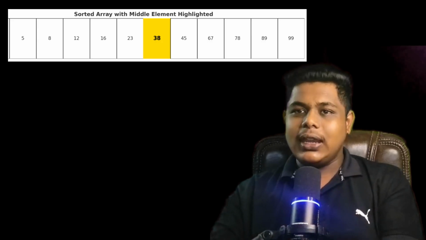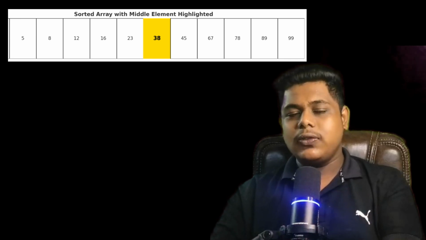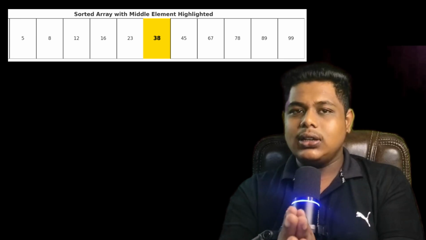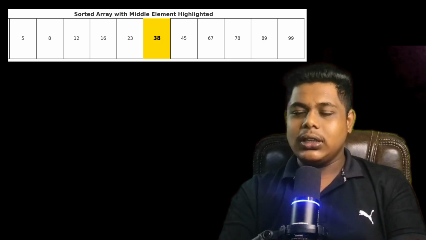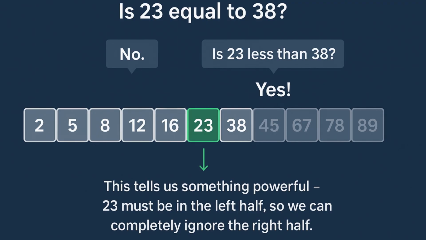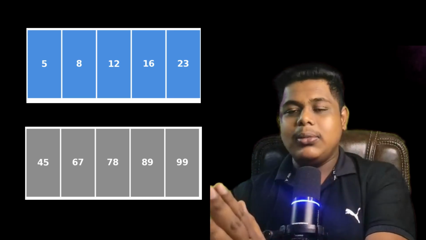We start by looking at the middle element. Our array has 12 elements, so the middle is at position 6. That's the number 38. Okay, first we have to check: is number 23 equal to number 38? The answer is no. Is number 23 less than number 38? The answer is yes. This tells us something most powerful, that 23 must be in the left half from the number 38. So we can completely ignore the remaining right half.